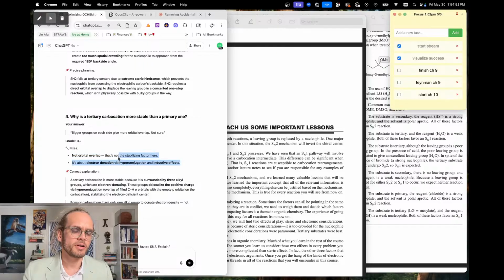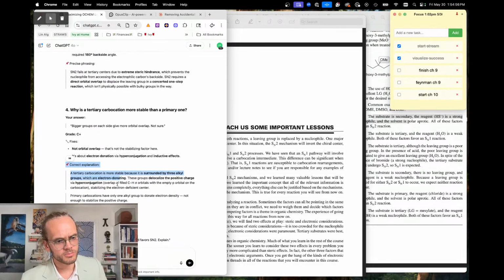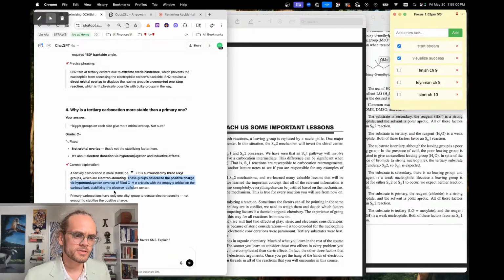Electron donation, hyperconjugation, inductive effects. Tertiary carbocation is more stable because it's surrounded by 3 alkyl groups, which are all electron donating. They delocalize the positive charge via hyperconjugation, not a word I've been taught. Overlap of the sigma orbitals with empty p orbital.